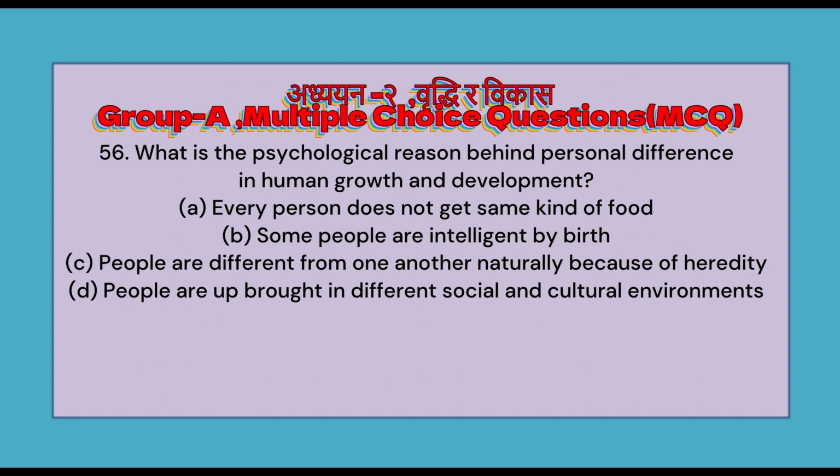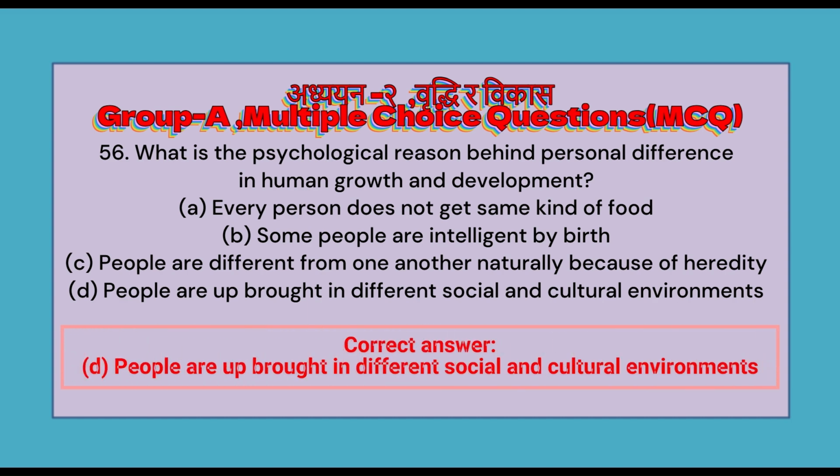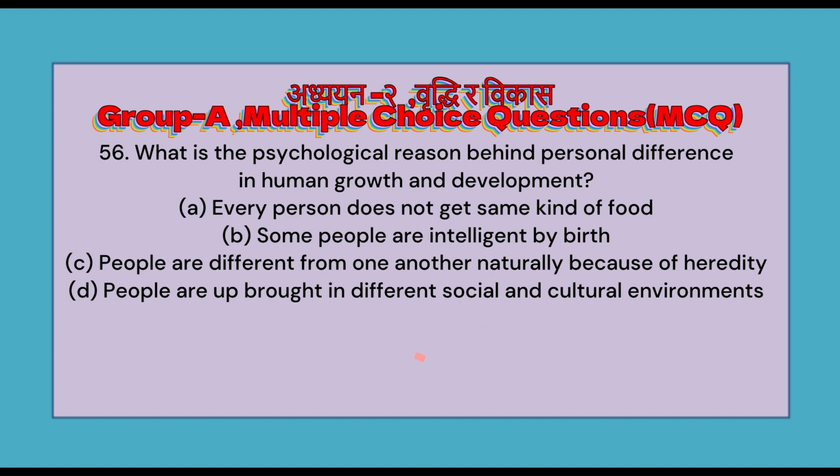56. What is the psychological reason behind personal difference in human growth and development? A. Every person does not get the same kind of food. B. Some people are intelligent by birth. C. People are different from one another naturally because of heredity. D. People are brought up in different social and cultural environments. Correct answer: D. People are brought up in different social and cultural environments.